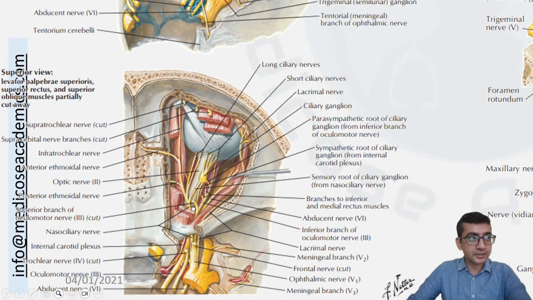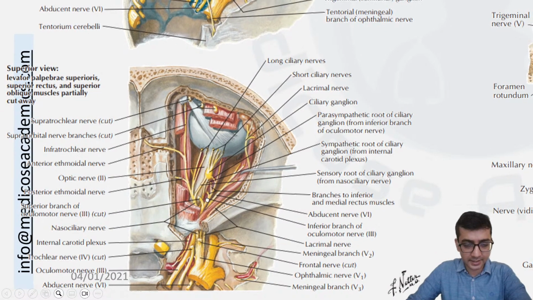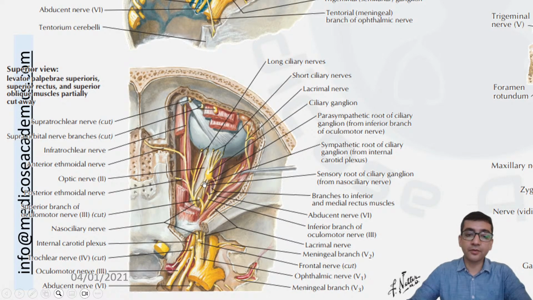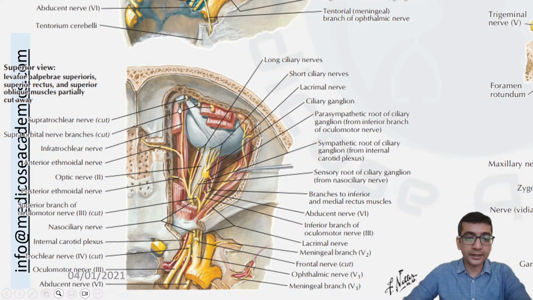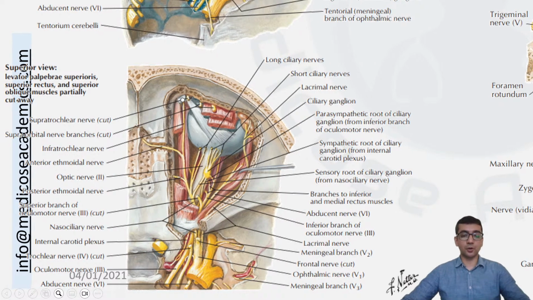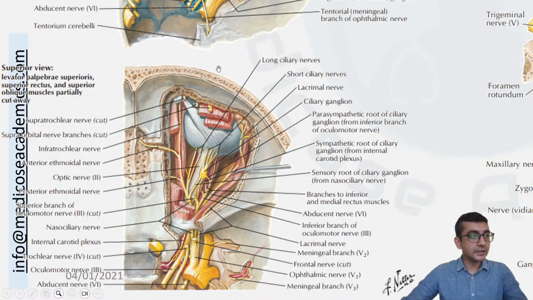That is a very interesting question that is usually asked in the examination. That nasociliary nerve crosses on the top of the optic nerve when moving medial to lateral, and it comes here. It comes to lie on the top of the medial rectus. It runs all the way to the front, and it exits as the infratrochlear nerve. Let's talk about its branches.